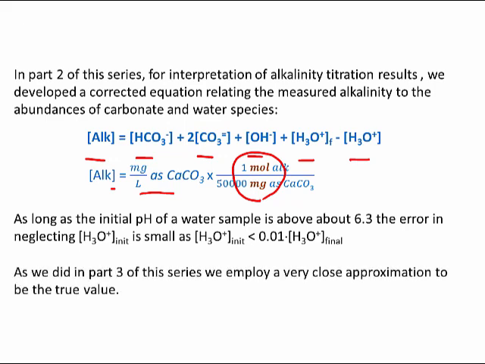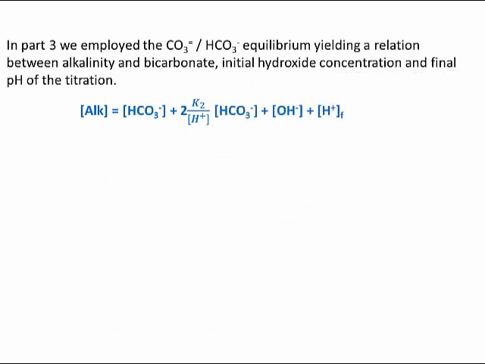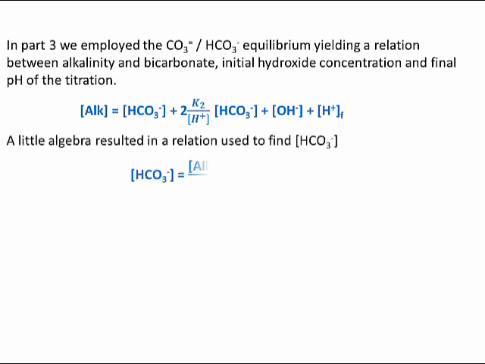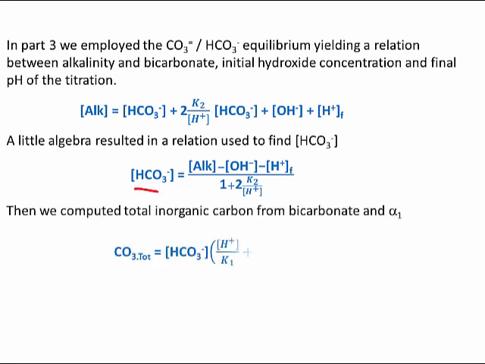Then, as we did in part 3 of this series, we employ a very close approximation to be the true value. In part 3, we employed the carbonate-bicarbonate equilibrium to obtain a relation between alkalinity and bicarbonate, initial hydroxide concentration, and final pH of the titration. A little algebra resulted in a relation used to find the bicarbonate concentration. Then we computed the total inorganic carbon from the computed bicarbonate and alpha 1.